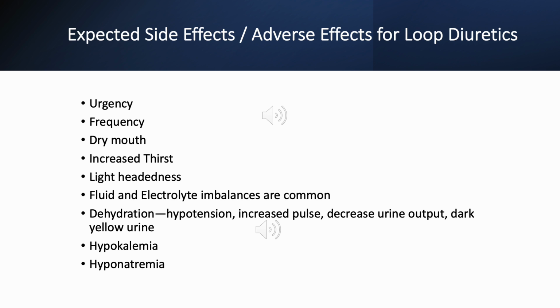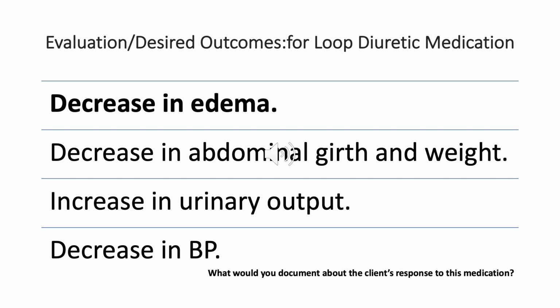Some expected or common side effects of diuretics include urinary urgency and frequency. Other expected side effects include dry mouth, increased thirst, and lightheadedness. The expected evaluation or desired outcomes for loop diuretic medications are a decrease in edema, a decrease in abdominal girth and weight, an increase in urinary output, and a decrease in blood pressure.